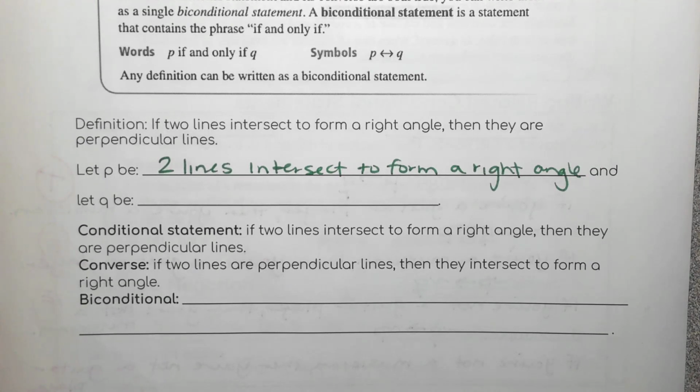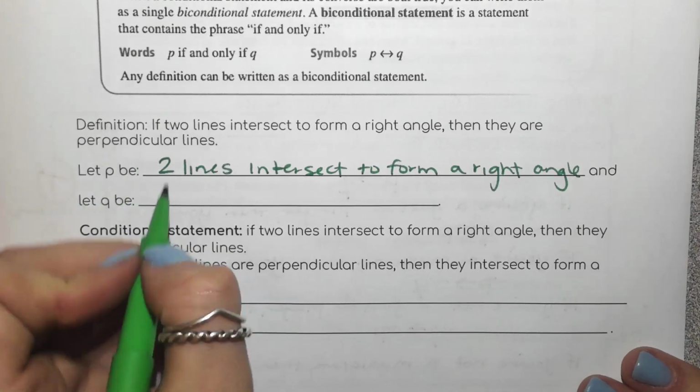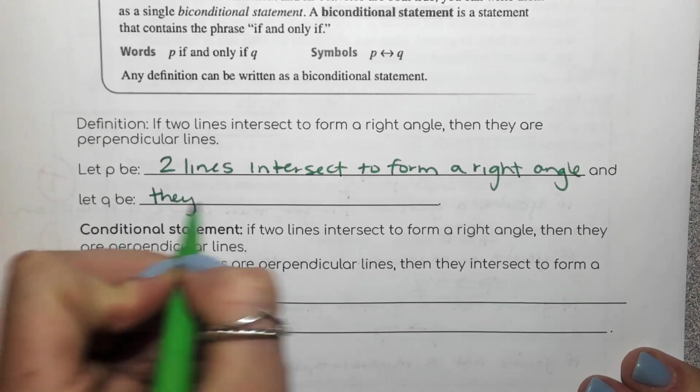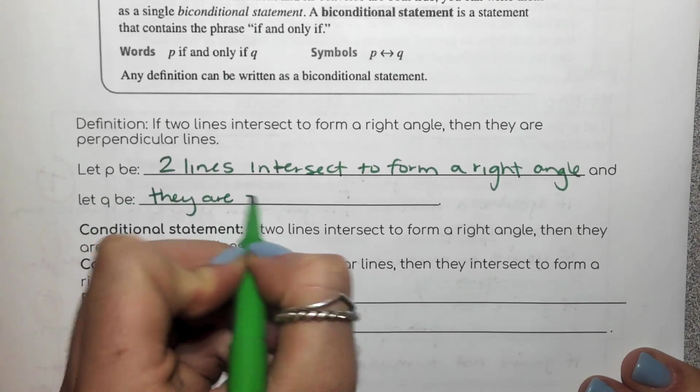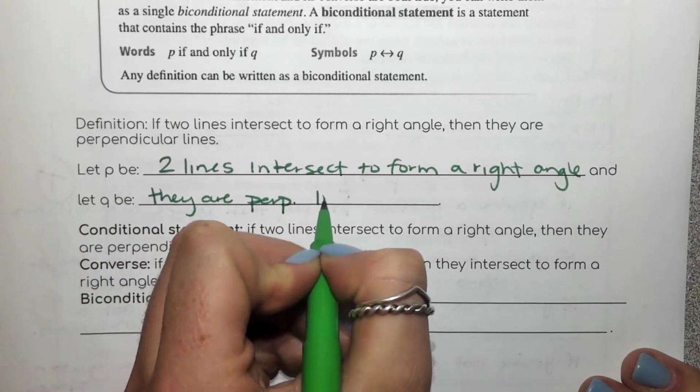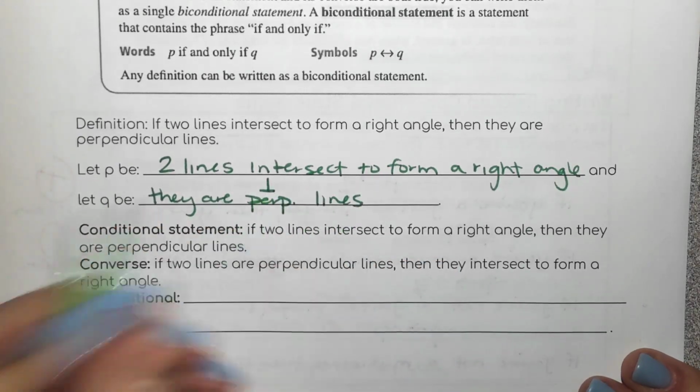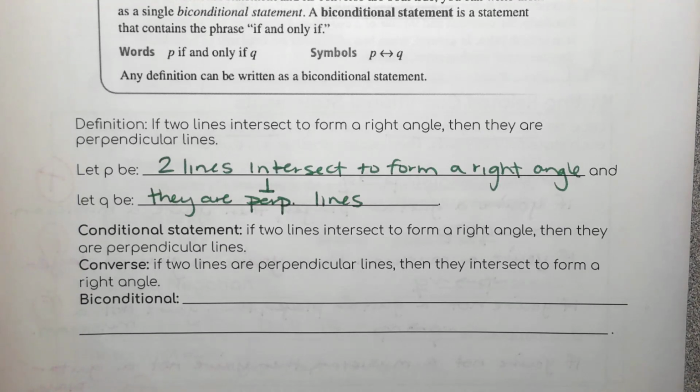What would Q be? They are perpendicular lines. You can use the perpendicular symbol there if you would rather. All right, so the conditional statement is what it was right there. If two lines intersect to form a right angle, then they are perpendicular lines.